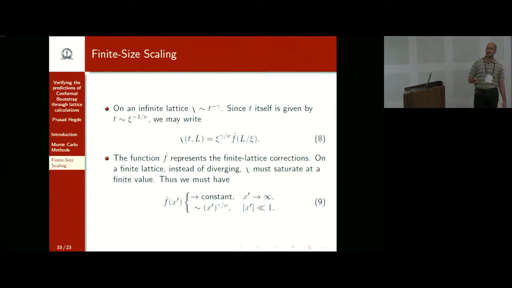Closer to Tc, xi starts to diverge. So this must saturate. Instead of diverging on a finite lattice, your magnetic susceptibility must saturate. So based on these limits, you can actually pull out various limiting behaviors of this function. It goes to a constant if L is very large, much larger than xi, and if xi is much larger than L, it removes this leading order divergence and saturates the function.